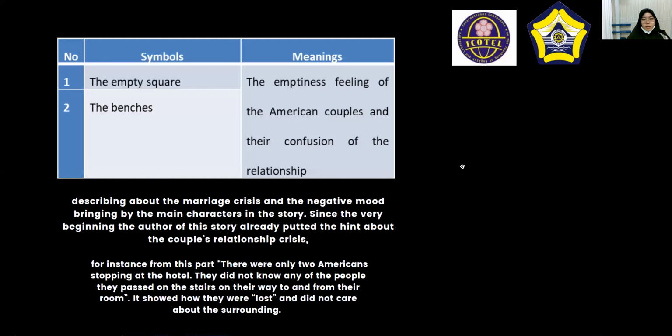This is a specific example. Two symbols found here, the empty square and the benches, mean the emptiness felt by the American couple and their confusion about the relationship. They describe the marriage crisis and the negative mood brought by the main character. In the very beginning, the author already put in a hint about the couple's relationship crisis, from the sentence, there were only two Americans stopping at the hotel. They did not know any of the people that passed on the stairs on their way to and from their room. It showed how they were lost and did not care about their surroundings.